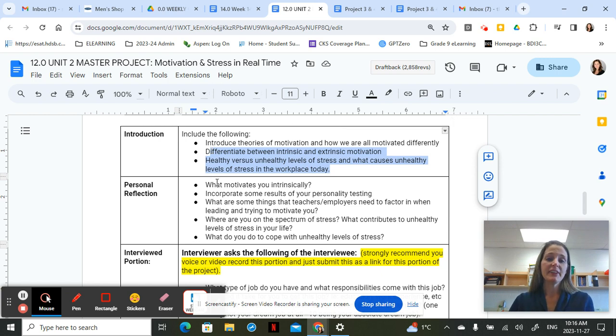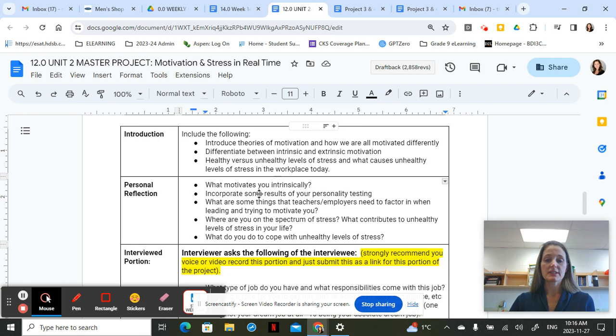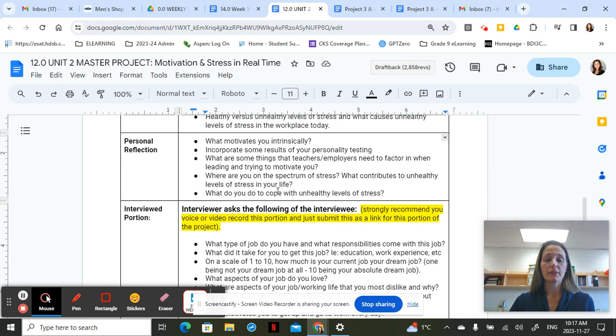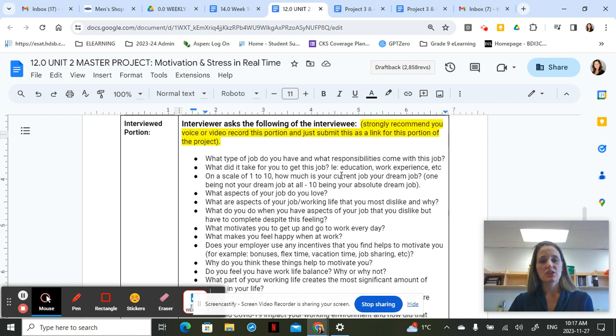Okay, then you get into the personal reflection, and this is the fun part because you get to reflect yourself on what motivates you, and then just different things that we've been thinking about throughout the unit. So I'm not going to go through each of these provocations. You can obviously read them yourselves, but do make sure that you're answering all of these questions in your reflective piece. Then we move into the interview portion.